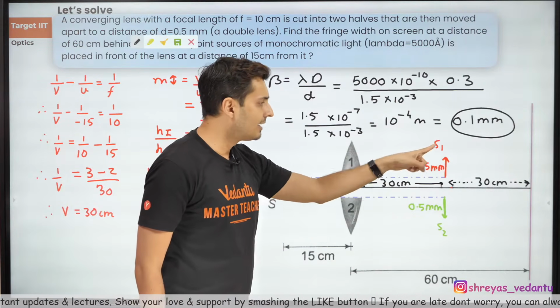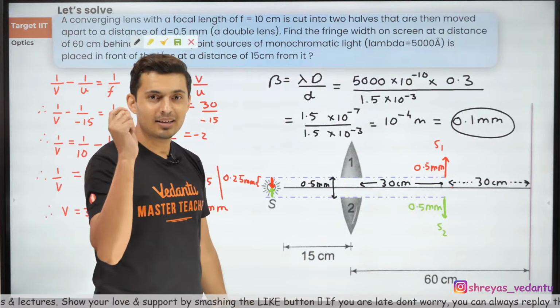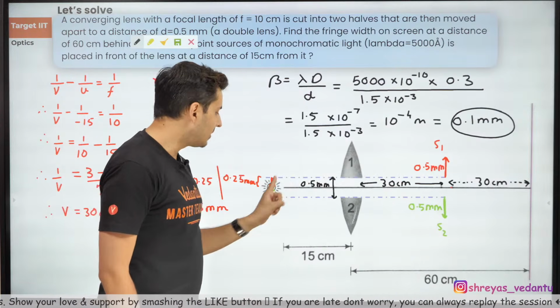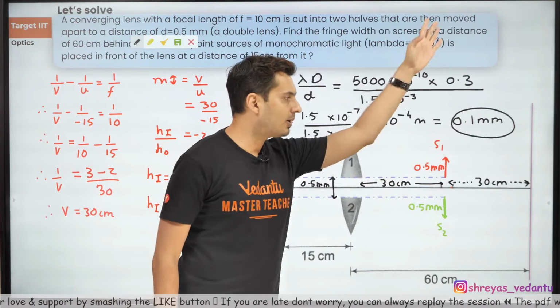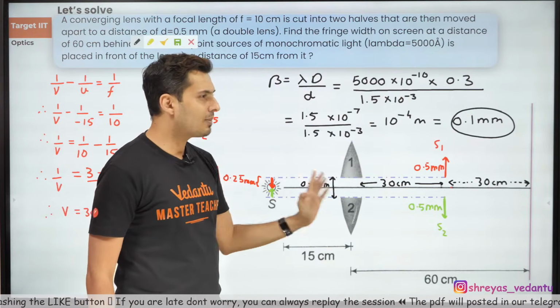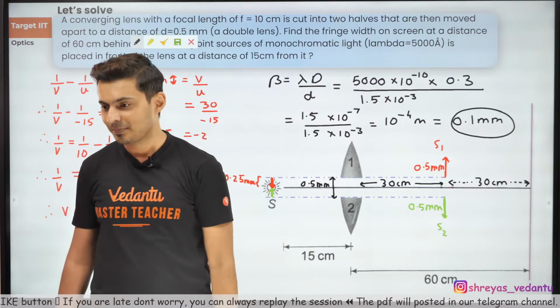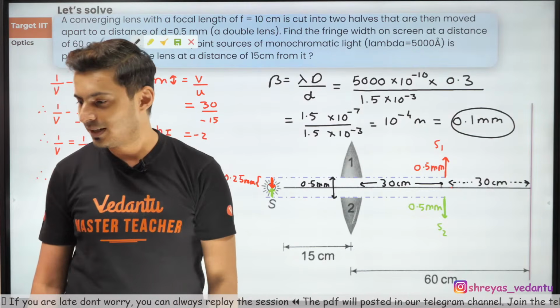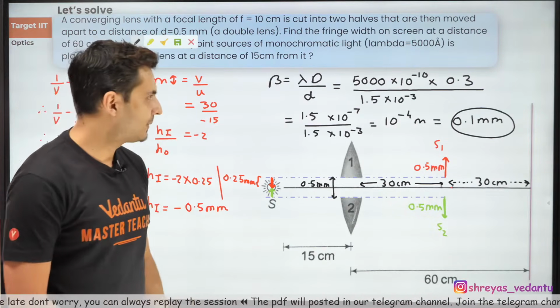Once I get that, those two are my coherent derived sources from the original source that will form a fringe pattern on the screen. And use your standard lambda D by d formula, you'll get the fringes. All right. What a brilliant question.